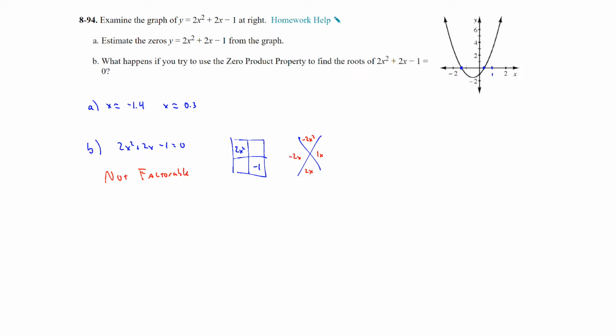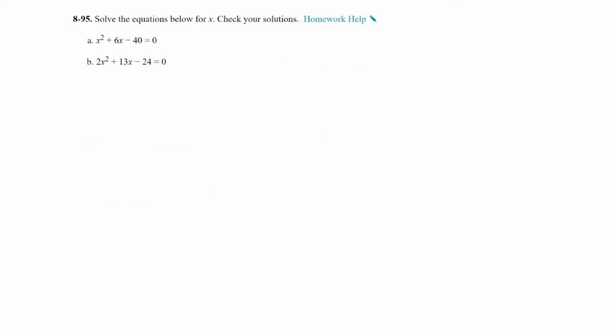Okay, and I think we've answered the question. What happens if you try to use the zero product property? Well, because it's not factorable, we don't have any factors to set equal to 0. And I think that finishes up question 94.